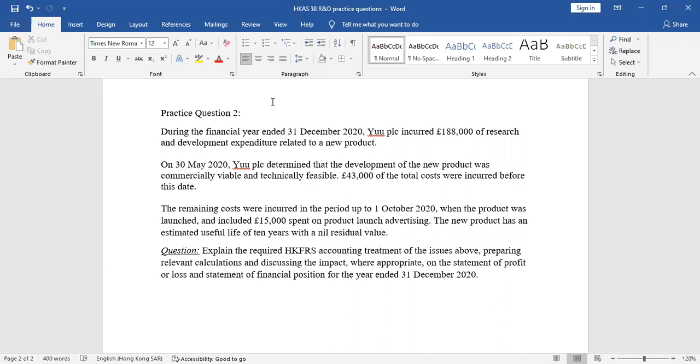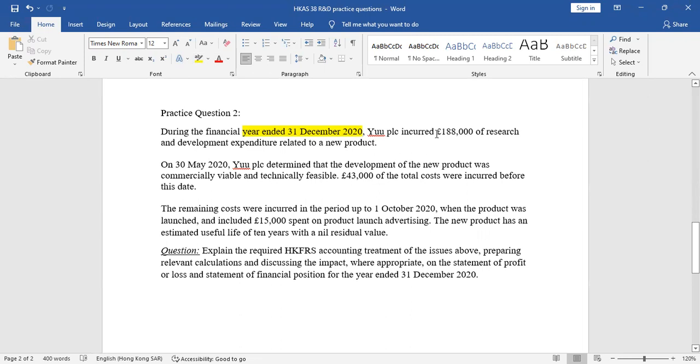And then where appropriate, on the statement of profit and loss and the statement of financial position for the year ended 31st December 2020, right? So that's basically the question. Again, it's financial reporting. It's about financial statements and accounting treatment. So let's read the question. During the financial year ended 31st December 2020. So this is, again, as I said, timeline is important. You can highlight this. Their year end is 31st December 2020.